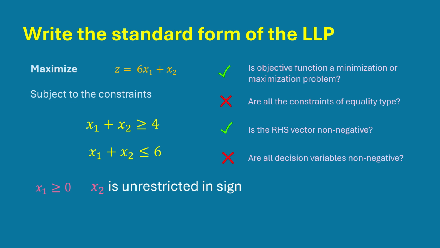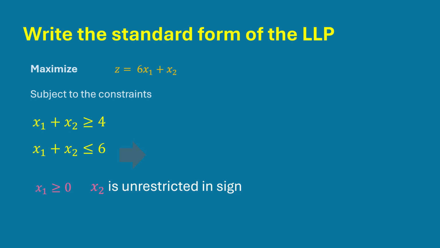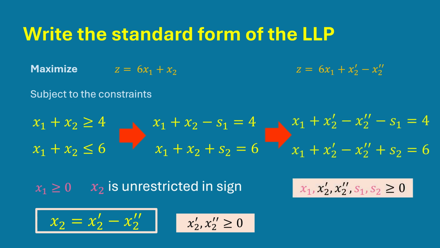So in this example, we will use slack, surplus, and unrestricted variables to convert the example into its standard form. For the first constraint, we use the surplus variable s1, and for the second constraint, we use the slack variable s2. Whereas for the decision variable x2, we can write the unrestricted variable as the difference of two non-negative variables x2 prime and x2 double prime. So in the standard form of this example, the objective function becomes z is equal to 6x1 plus x2 prime minus x2 double prime. And similarly, we can update the constraints. Now we can see the standard form has the four required characteristics.